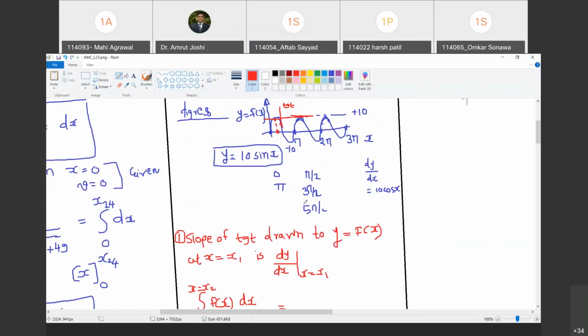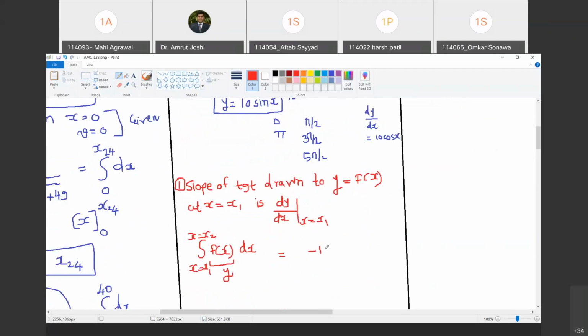So what is the integration of sin x? Tell me. Minus cos x. Do you agree with me? Yes, sir. Minus 10 cos x. And as I am carrying out the integration from x1 to x2, I will have to write it as x1 to x2. So it is going to be equal to minus 10 cos x1. Do you agree with me? Yes, sir. Plus 10 cos x2. Sorry, this is x2, this is x1. Upper limit minus lower limit. सही है? Yes, sir.